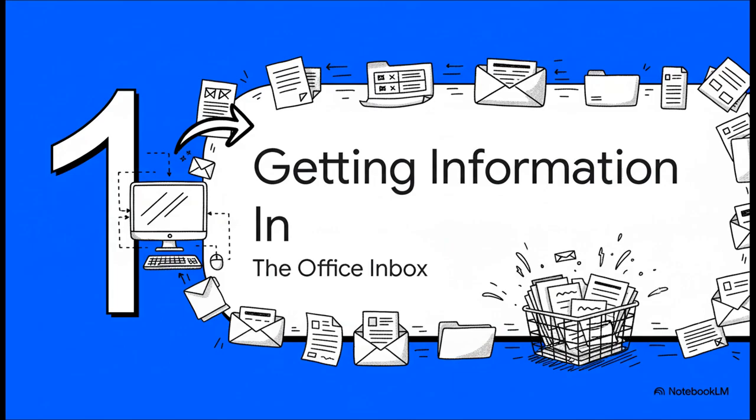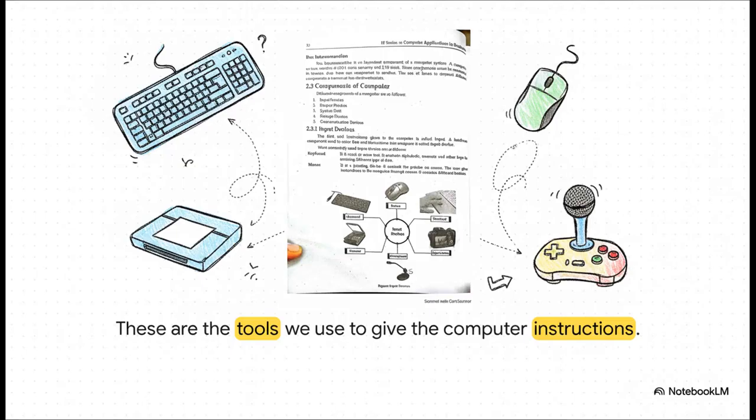Now, to make this all a bit easier to picture, let's imagine your computer is a busy office. This first step is the office inbox. It's where all the new jobs and requests land first. And here are all the different ways we can drop something into that inbox. You've got the obvious ones, of course, like a keyboard and mouse, but you also have scanners for paper documents or even a microphone for your voice. Each one is just a different kind of tool for giving the computer its to-do list.